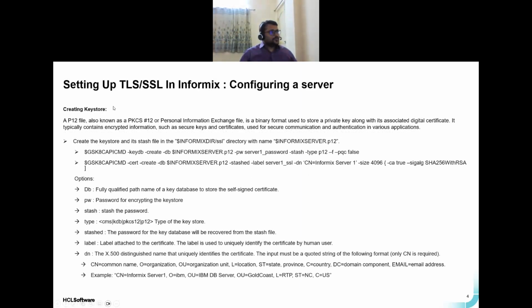First, to set up TLS or SSL connections, we need a key store. We use P12 files as key stores. From 14.10.xC4W1, Informix started using these P12 files. Before that, we used KDB files. P12 is an industry standard key store file that stores the certificates and private key, encrypted with a password. The password is the one we give when we create the key store.